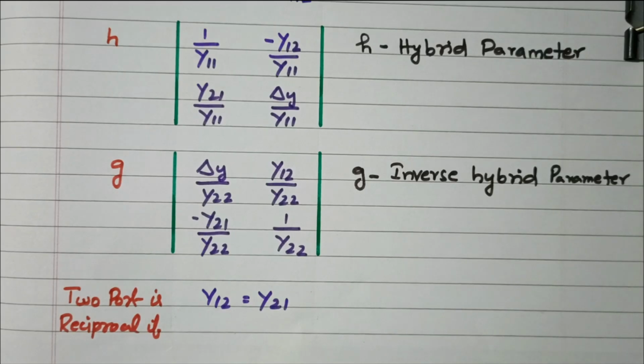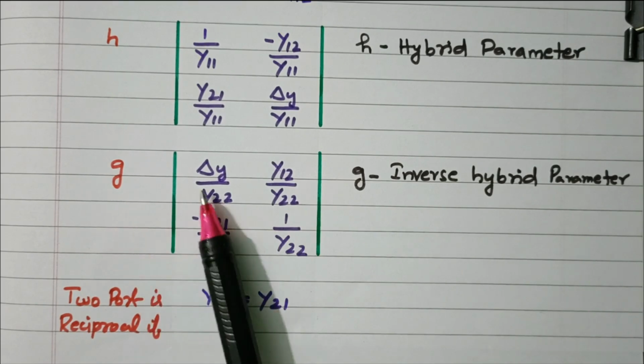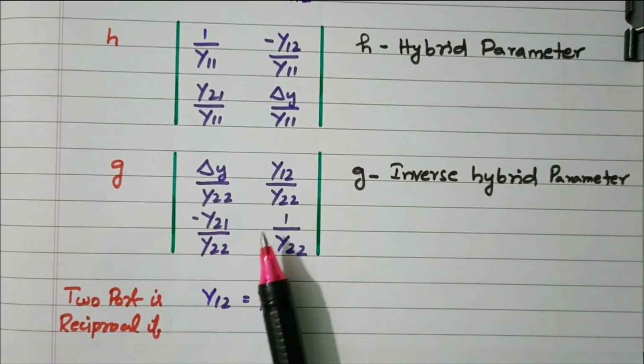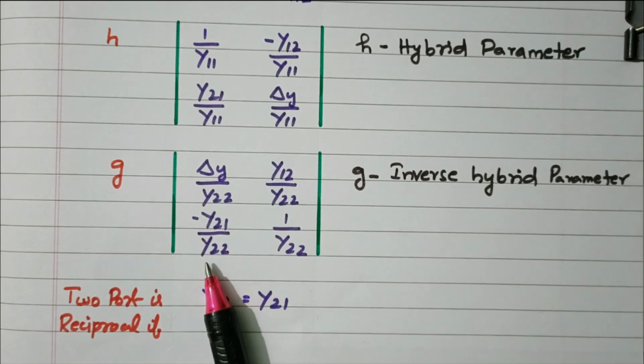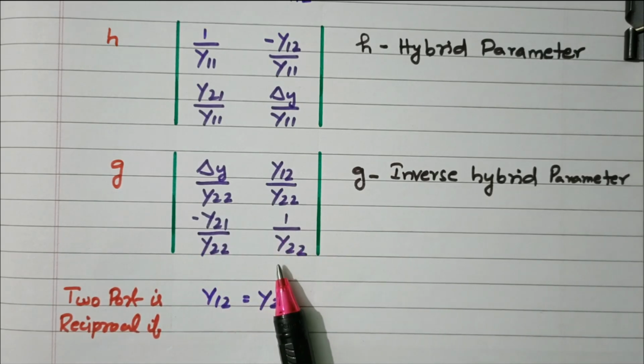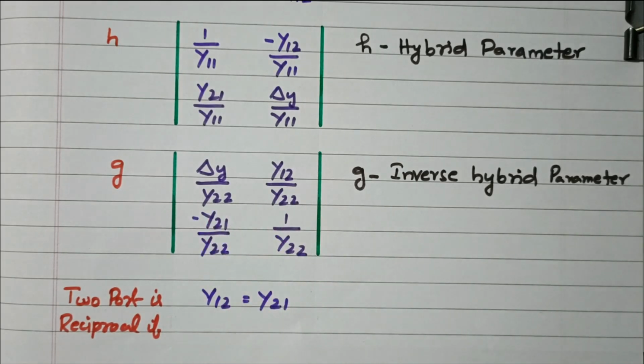Now the inverse hybrid parameter, G. That is delta Y divided by Y22, Y12 divided by Y22, minus Y21 divided by Y22, 1 divided by Y22. The denominator is Y22, only the numerator is changing. Then the condition for reciprocal is Y12 equal to Y21.